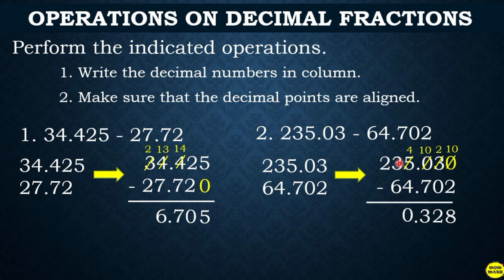And, so since this is 3 minus 6 cannot be, so magbaborrow ulit tayo dito. So, lagyan natin, yung 3 natin magiging 13. And then, lagyan natin ng mark, katunayan ng hiram tayo dyan. So, 13 minus 6, that is 7. And then, ito ay naging ilan na lang since nagborrow si 3 sa kanya. So, we will have 1. So, therefore, 1 minus, wala na dito, so that is still 1. So, 235.03 minus 64.702 is equal to 170.328.